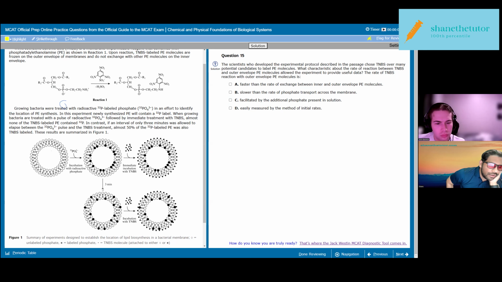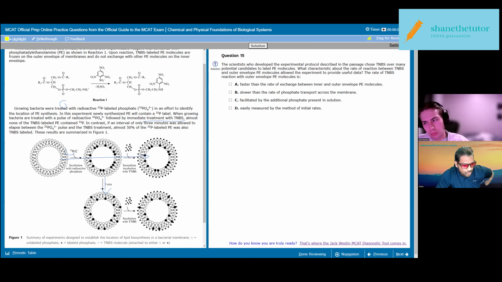Three minutes later. So this is when you do the pulse and then immediately treat with TNBS, whereas this is when you waited the 3 minutes between the phosphate that you add and the incubation with TNBS.